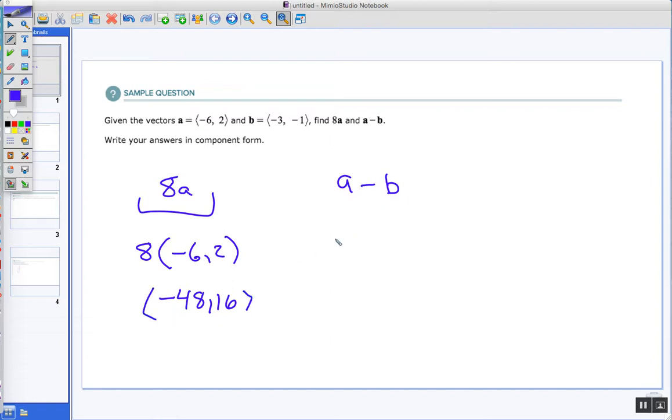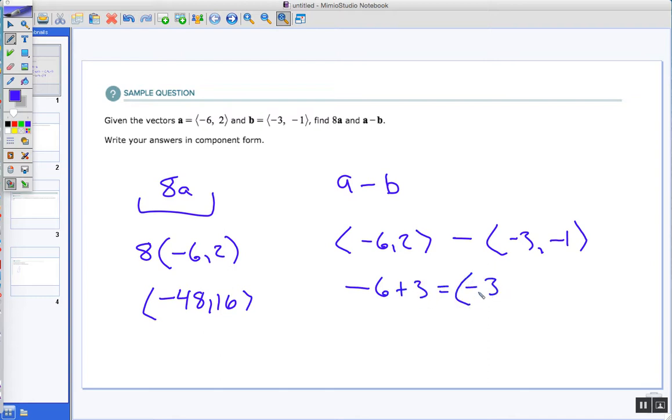A minus B, we want to take vector A, (-6, 2), minus vector B, which is (-3, -1). And we're just going to subtract the vectors. So -6 minus a -3 gives us -6 plus 3, which is -3. 2 minus a -1 gives us 2 plus 1, which is 3. So this would be our new vector, A minus B. And this is vector 8 times A.